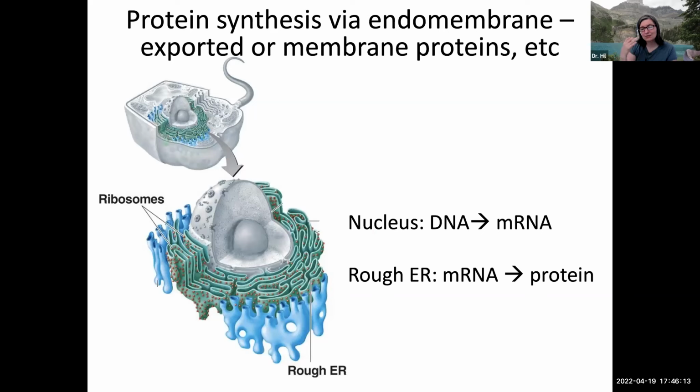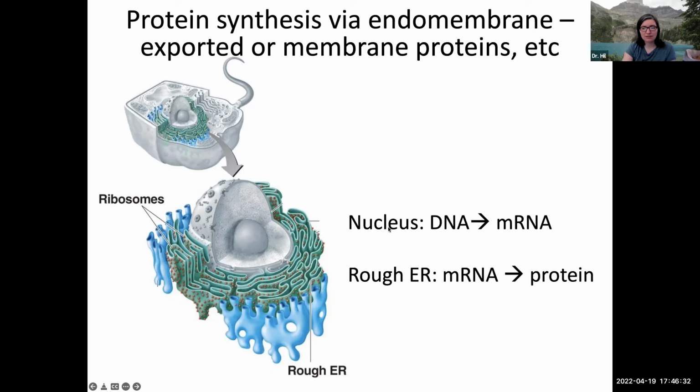Let's suppose we want to export a protein. We're a B cell. We make antibodies. We want to export them for the whole body to enjoy. Or we're a membrane protein. We need to put a protein somewhere on this membrane here of this cell. That has to go through the endomembrane system.